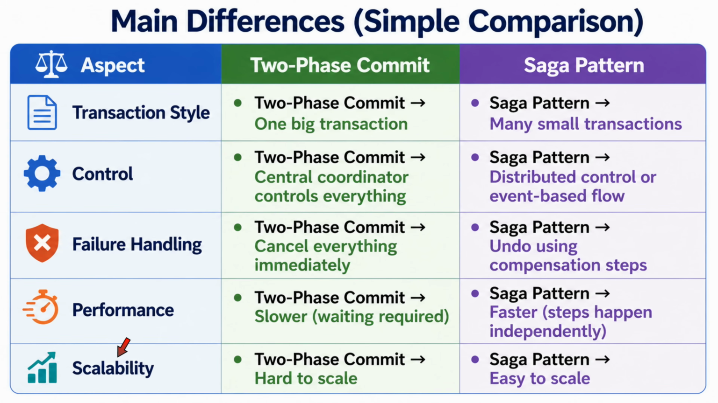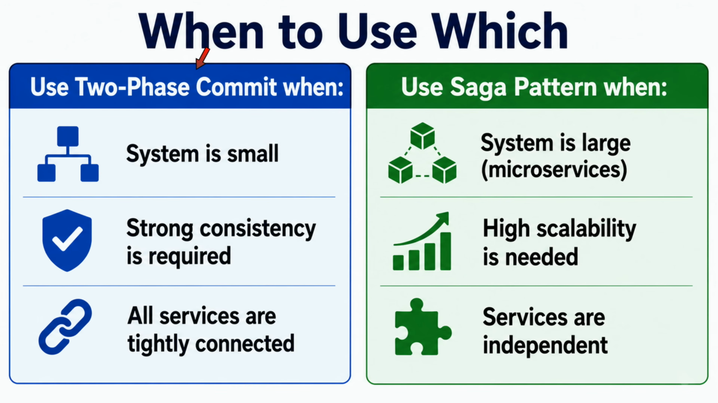Fifth one, scalability. In case of two-phase commit, difficult to scale. In case of Saga pattern, easier to scale in large microservices systems. Use two-phase commit when the system is small, strong consistency is required, and all services are tightly connected. Use Saga pattern when the system is large, microservices architecture is used, high scalability is needed, and services are independent.